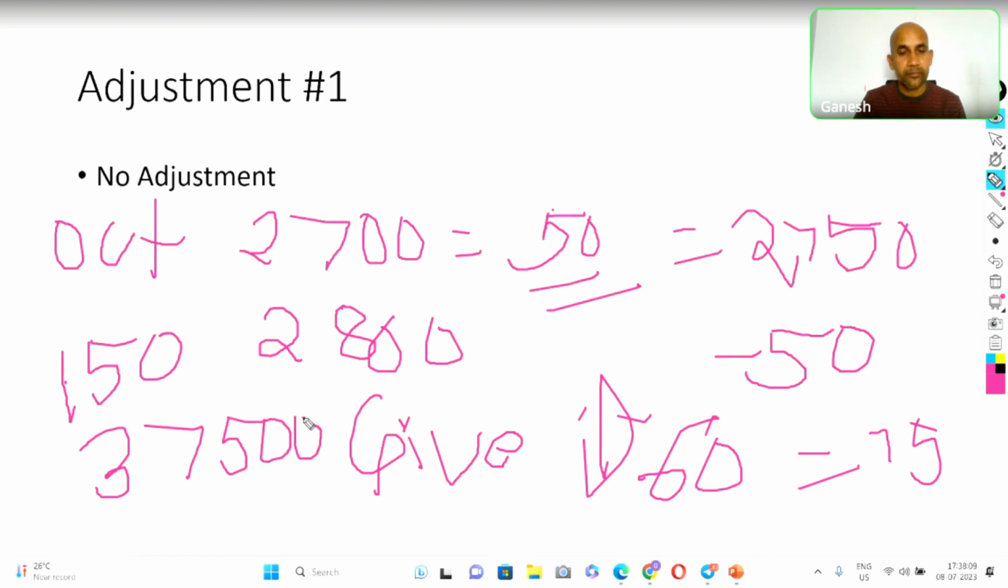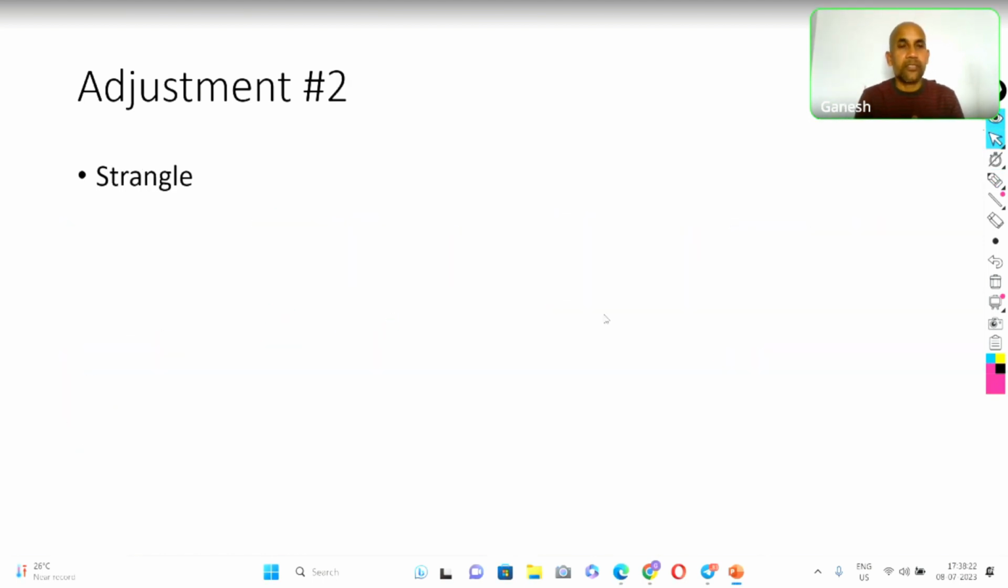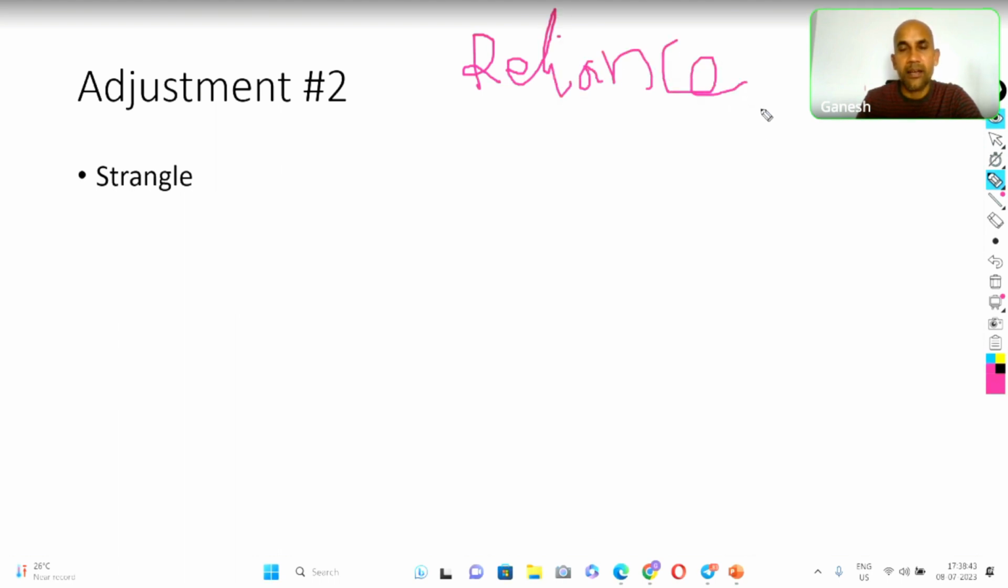Total profit from the stock is 37,500. Adjustment number 2. These are the scenarios we have seen. What are the scenarios and what are the various adjustments? Generally, we can think about that. Throughout this session, I'm taking Reliance as an example so that it helps us understand simply. And Q&A, anything, I'll take it at the end. We'll discuss any other scenarios you have.